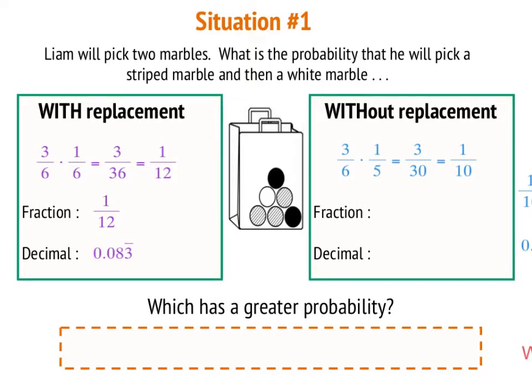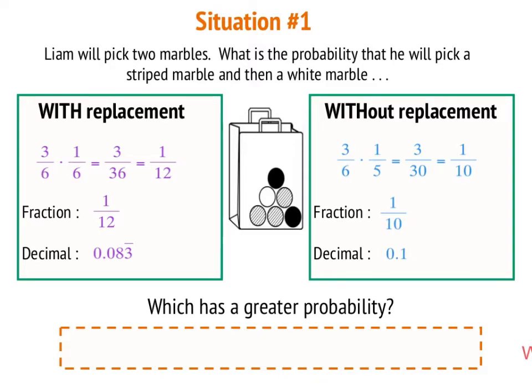Our total number of marbles has changed because he's taken one of the marbles out and he's put it aside or in his pocket. So we've got 3 times 1 is 3. 6 times 5 is 30. I can reduce that fraction. 3 out of 30 is 1/10. So I'm going to put that down as my fraction, 1/10. And then I'm going to turn that into a decimal, dividing my numerator by my denominator, or my top by my bottom. And when I do that, I get 0.1.